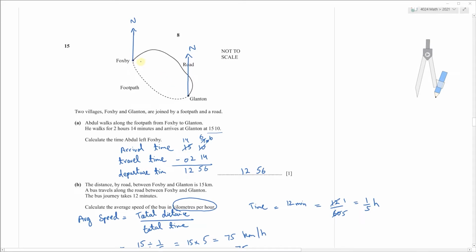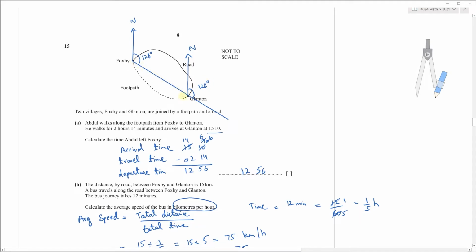If I draw a straight line between the two, this is the bearing of Glanton from Foxby, which is 128 degrees. Now you have to find the bearing of Foxby from Glanton, which is this full angle here. If I extend this line further down, these two lines are north and they are parallel. Using the property of corresponding angles, which are equal, this angle here will be 128 degrees as well.